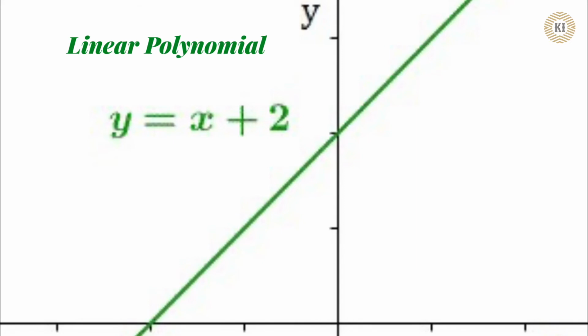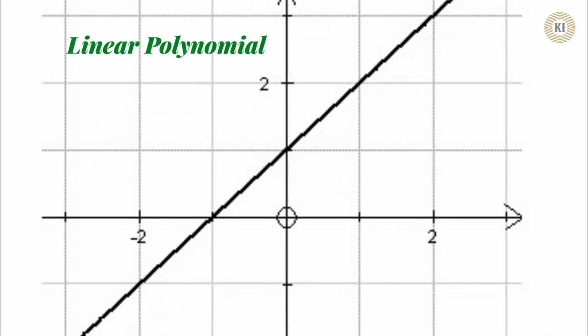See in the next graph, this is the graph of x plus 1. It is also a linear polynomial. So x plus 1, if you plot, you will get a straight line because it's a linear polynomial, and it is cutting the x-axis at -1. Okay, so how many zeros of this polynomial are there? 1 zero. Okay, because it's cutting the x-axis at 1 point, and that 1 point is -1.